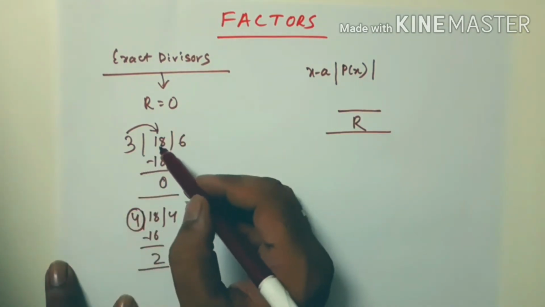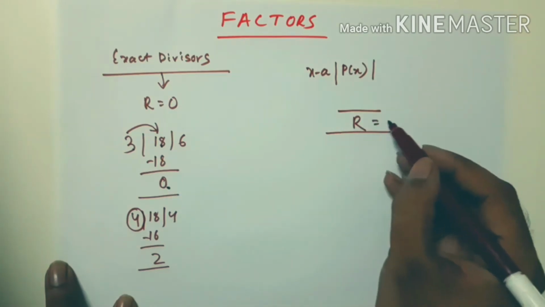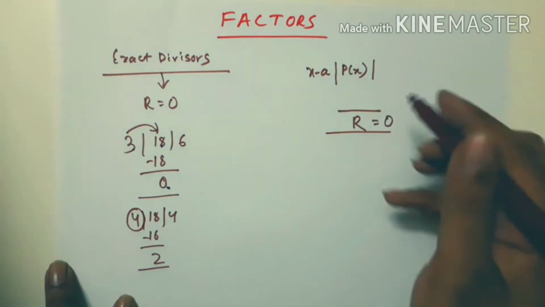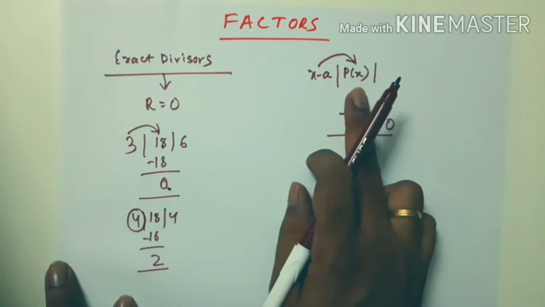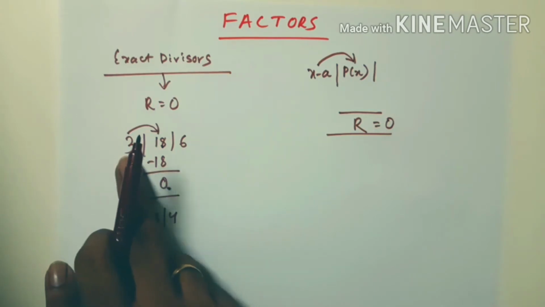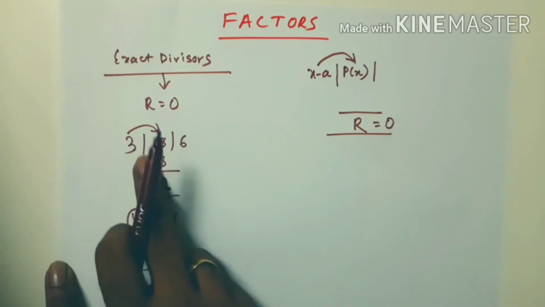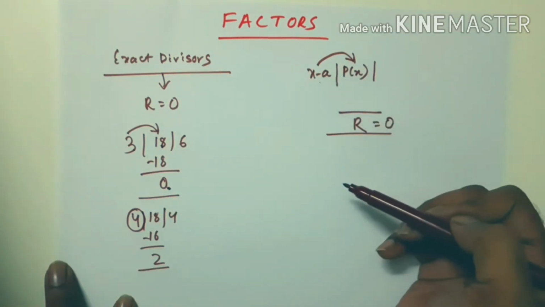Since on dividing 18 by 3 we are getting remainder as 0, suppose here the remainder comes 0, then we can say x minus a is a factor of p of x. The same thing. Since here the remainder comes 0, we are saying 3 is a factor of 18. The same way here we will call x minus a a factor of p of x.